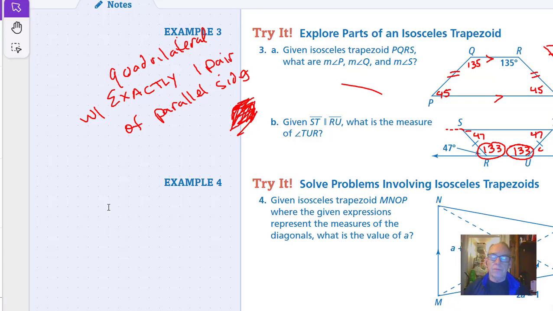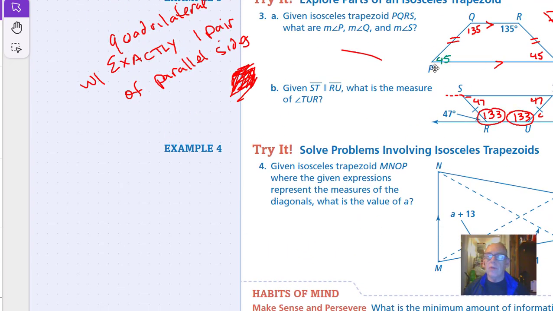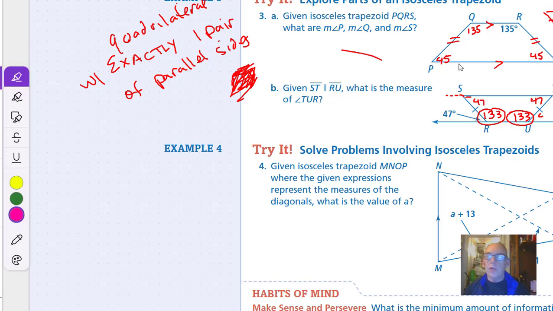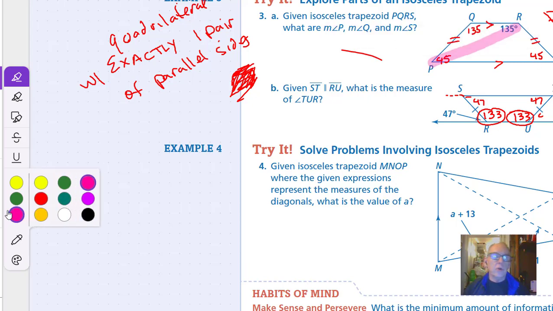So look at number 4. Given isosceles trapezoid MNOP, here are the parallel sides. Another property of isosceles trapezoids, you might be able to see it better on this one, is that the diagonals are congruent. So this diagonal from P to R is congruent to the diagonal from Q to S. So in an isosceles trapezoid, these diagonals are congruent.